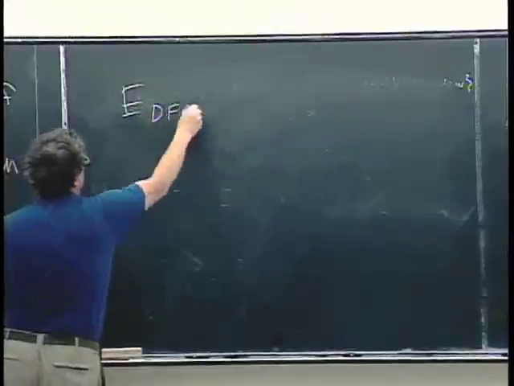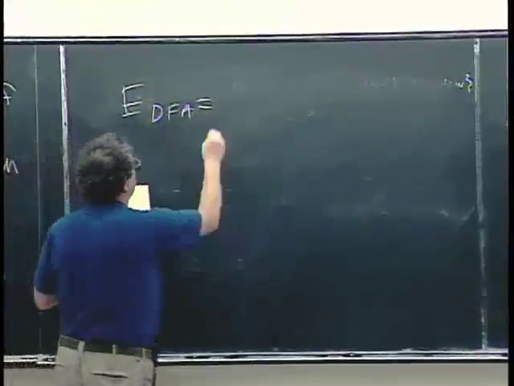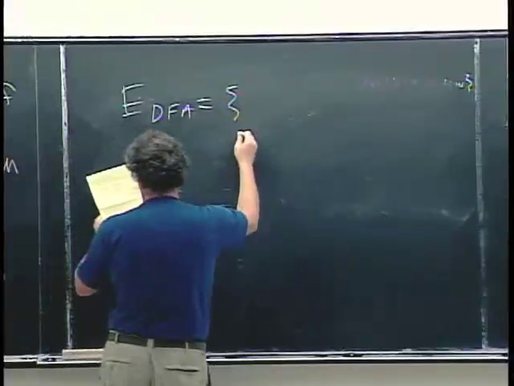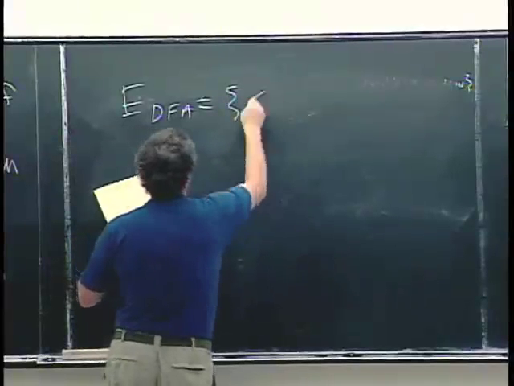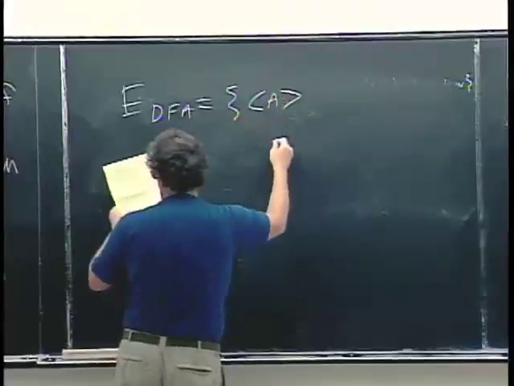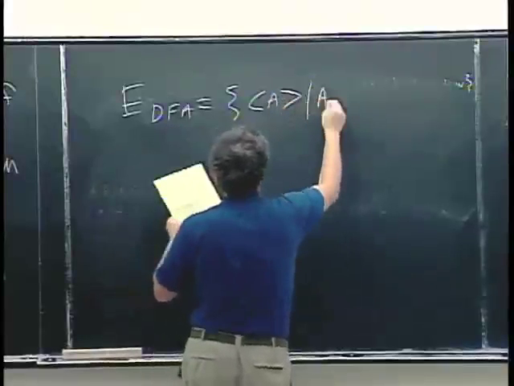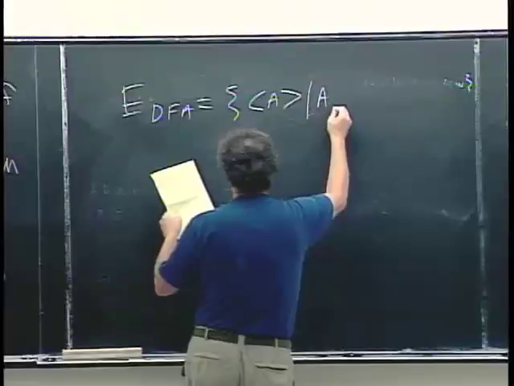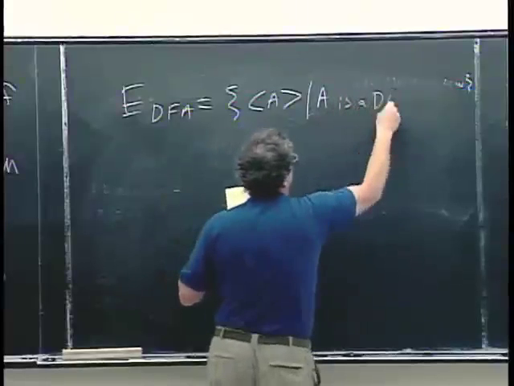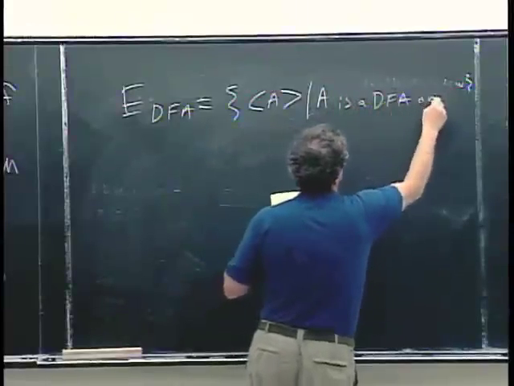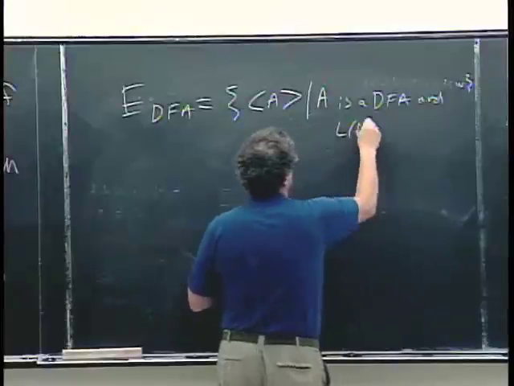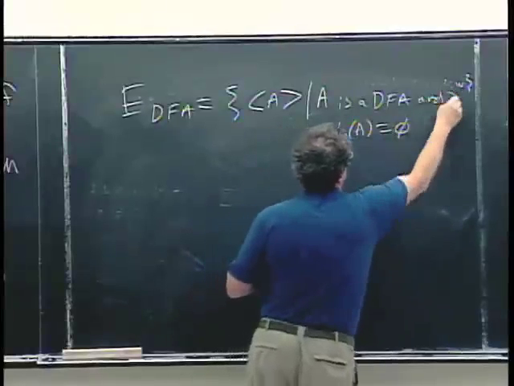EDFA. It's the set... Oh, actually, no. This is rather trivial, but we'll need this. A is a DFA, and L of A is empty.